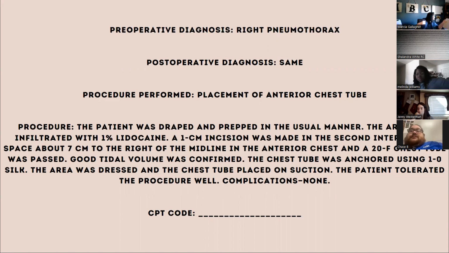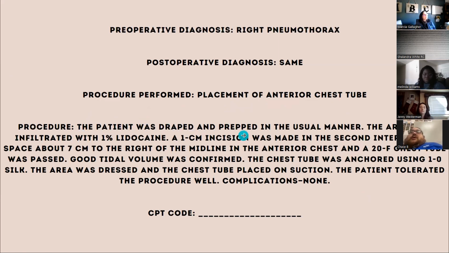I got to find my notes. Hang on a minute. I've already coded these and I want my notes. Right here. So, okay, it's the placement of an anterior chest tube. I am going to say you need to skim the information. So let's skim it. What do I mean by skimming it?